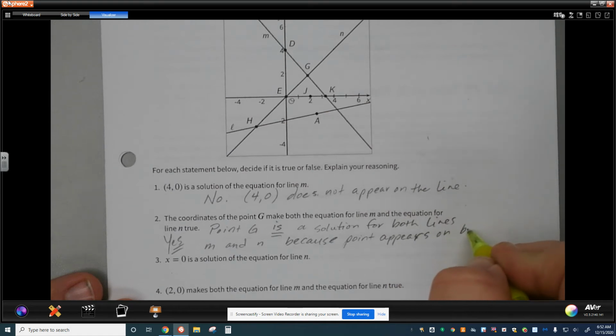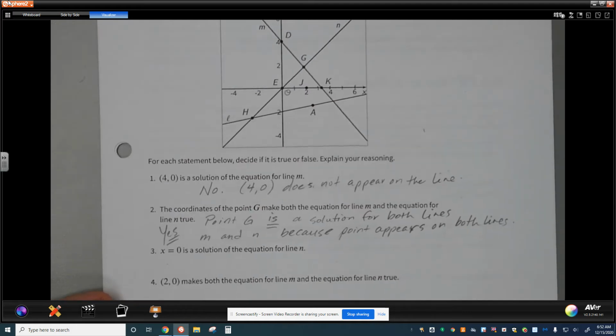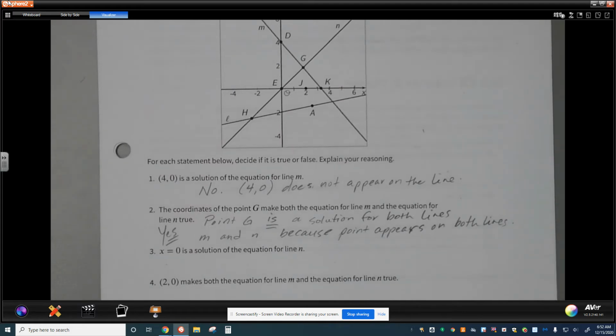In this case, on both lines. And it actually appears on both lines at the same time. So we would say that the solution, one single solution, is in common for lines M and N. And that solution is point G. Unfortunately, I don't know exactly what that is because of where it's placed and there's no grid lines.